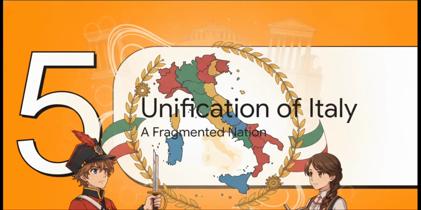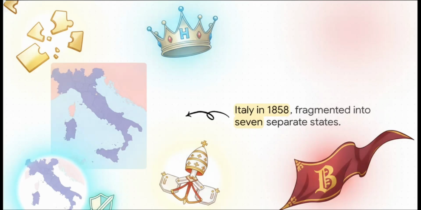All right, let's pivot south for Part 5, the unification of Italy. Much like Germany, Italy had a really long, complicated history of being politically fragmented. Italians were scattered all over various dynastic states, as well as the multinational Habsburg Empire. I want you to visualize this patchwork map from 1858. Italy was literally fragmented into 7 separate states. You had the north controlled by the Austrian Habsburgs. The center was ruled directly by the Pope, and the south was dominated by the Bourbon kings of Spain.